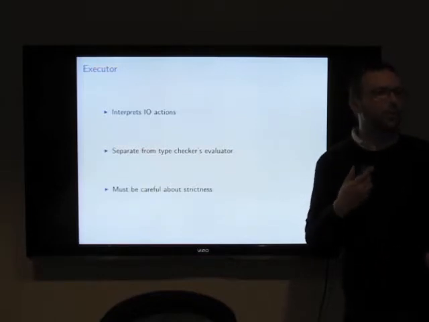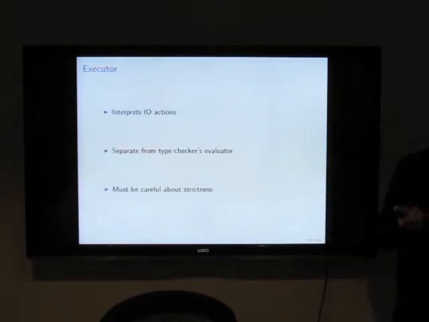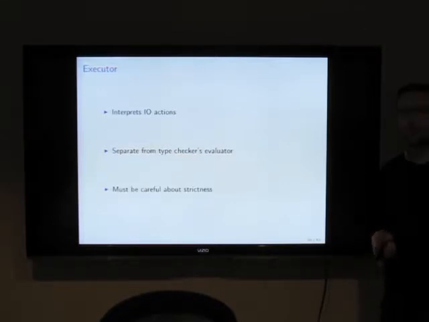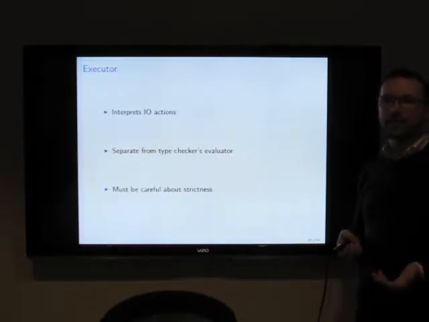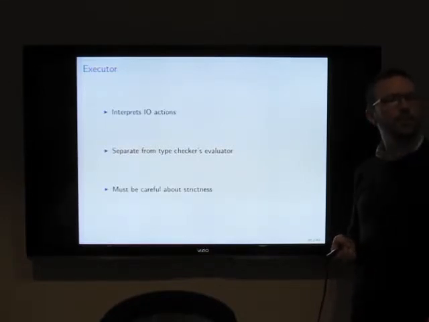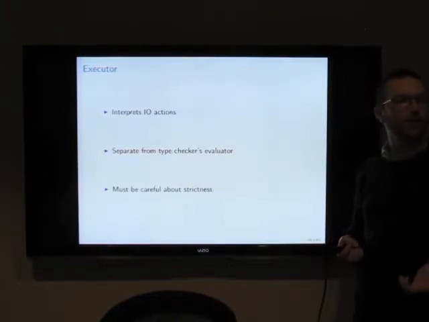So in order to make this work, we needed something called an executor, right? Because we couldn't use the normal evaluator of the programming language. The evaluator is what happens during type checking when you need to reduce an expression, and it's what happens at the read-eval-print loop when you tell it to evaluate an expression. But the evaluator semantics aren't exactly the runtime semantics of the program. So first off, the evaluator doesn't know how to do unsafe perform IO.